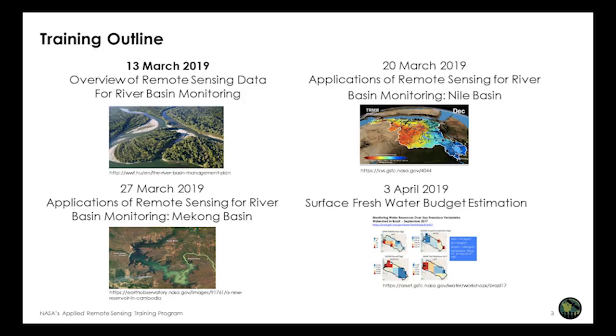And the last session, which is going to be on 4th of April, will demonstrate how to estimate surface freshwater budget using remote sensing and modeling data from NASA. As shown here, we already have an example in which we use a small watershed over which surface water budget was estimated. We are going to present two case studies focusing on two major rivers, as we will see later today, and then show how to use remote sensing data, tools, and GIS to do surface water budget estimation.